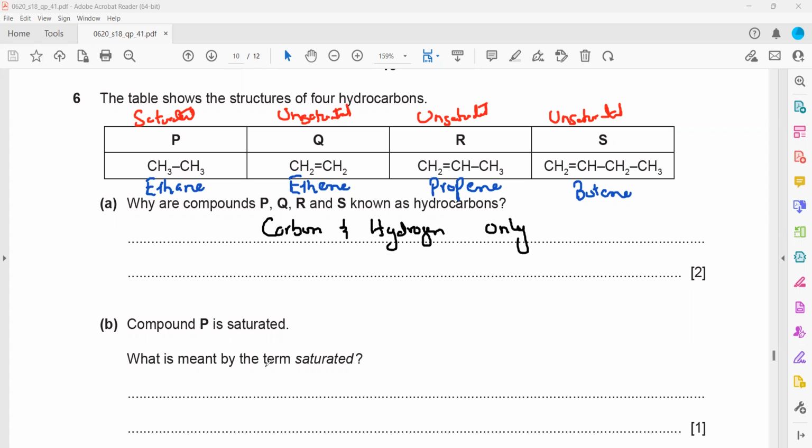Compound P is saturated. What is meant by the term saturated? The term saturated means that it contains carbon-carbon single bonds throughout the structure. So that's why P is saturated, and Q, R, and S are unsaturated hydrocarbons.